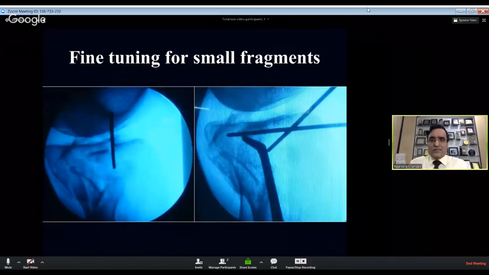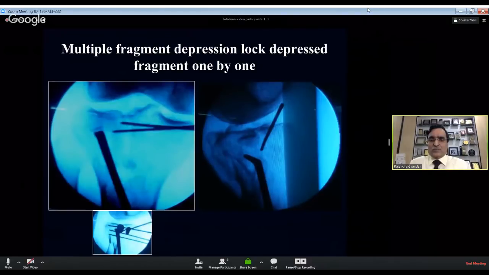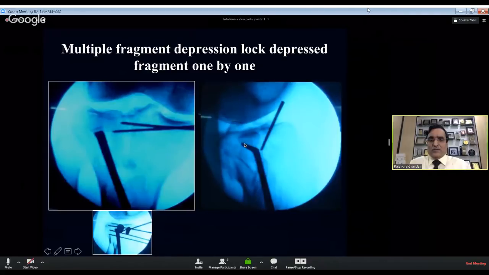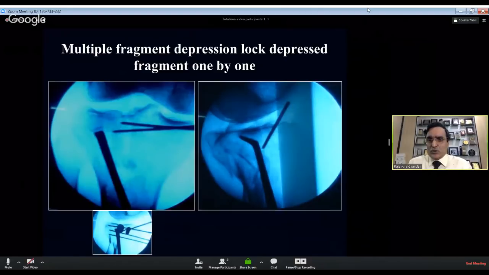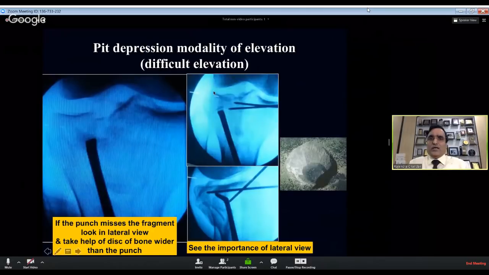Now, as you can see in the images, this was a fragment which is depressed. Then the punch goes beneath that, we lock the surrounding areas with another K-wire, and then get that exactly. So this has come very nicely. Now this needs a raft. So unless we do rafting here, that fragment will depress again. So we pass a K-wire initially, and that can be converted into a screw later on. So this was nicely elevated. With depression modality of elevation, I found the biggest difficulty.